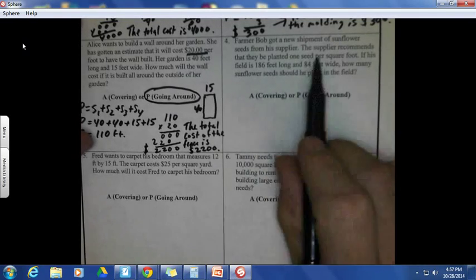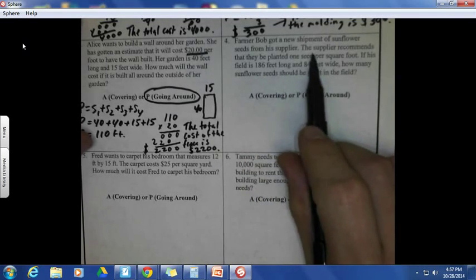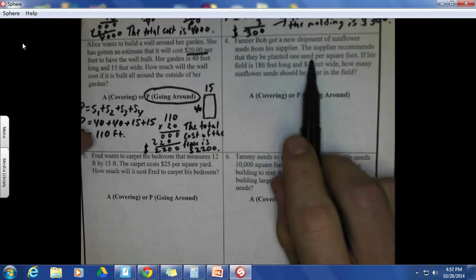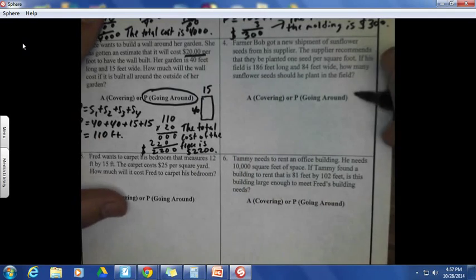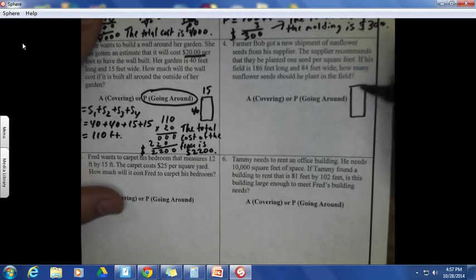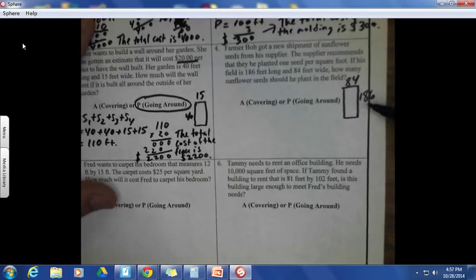Farmer Bob got a new shipment of sunflower seeds from his supplier. The supplier recommends that they be planted 1 seed per square foot. If his field is 186 feet long and 84 feet wide, how many sunflower seeds should he plant in the field? So this is a rectangle. I'm already recognizing that. 84 feet by 186 feet.